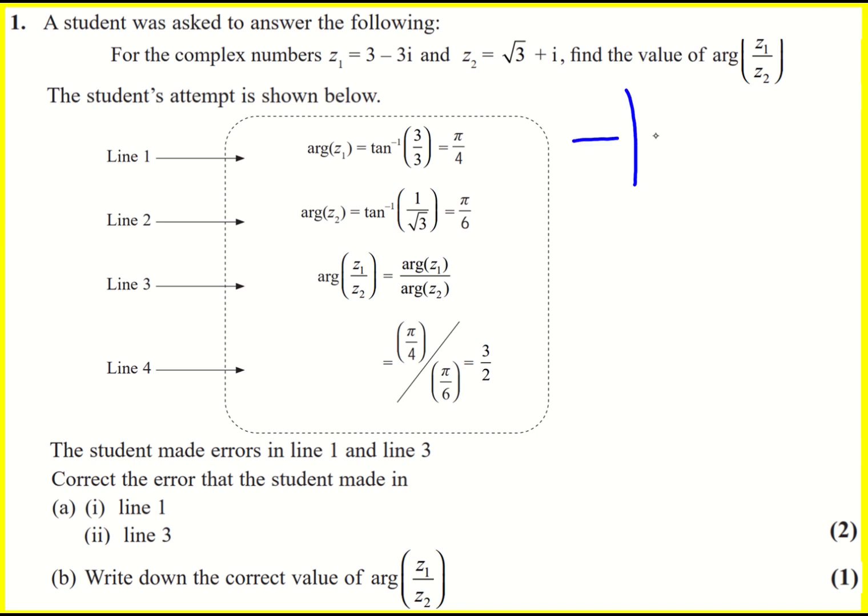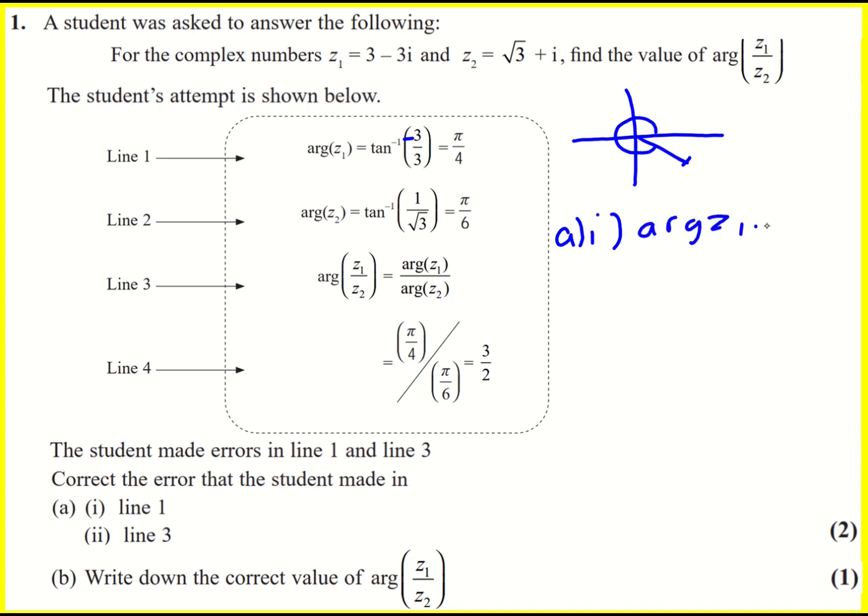So a good idea is to just sketch out the complex numbers. z1, 3 minus 3i, is going to be sort of down here. I go between 0 and 2 pi normally. It's not going to be pi over 4, because pi over 4 would be up here if it was 3 plus 3i. So they should have put a minus in there.